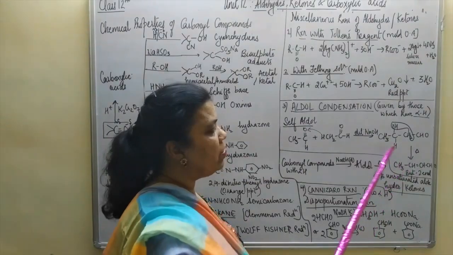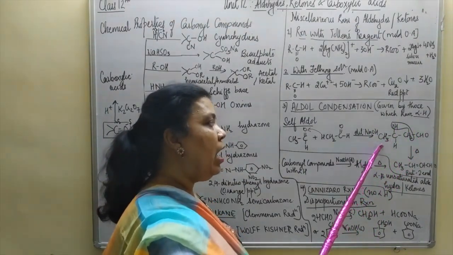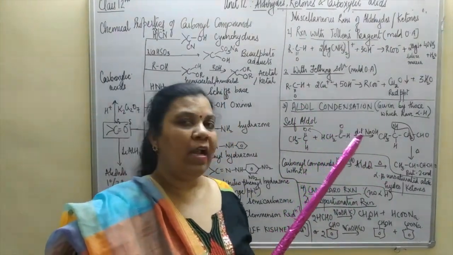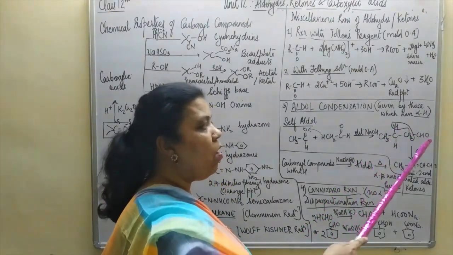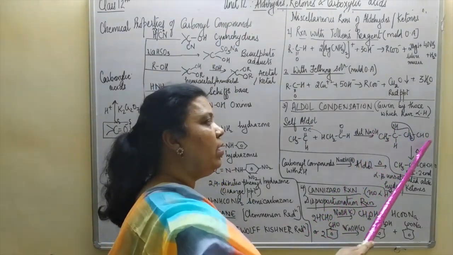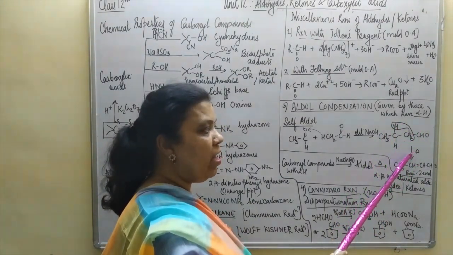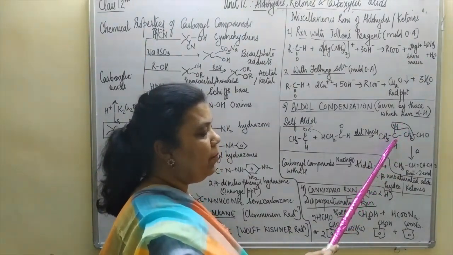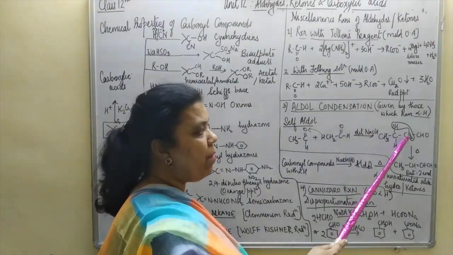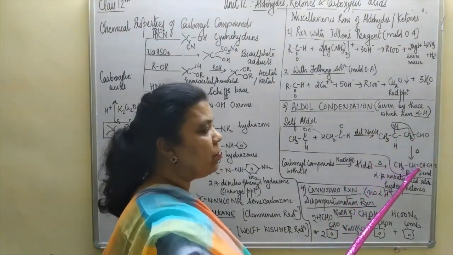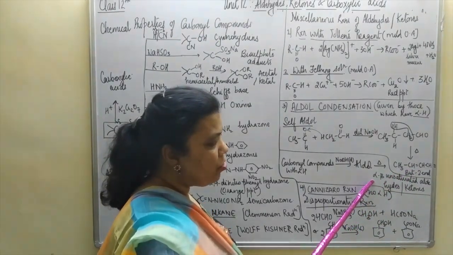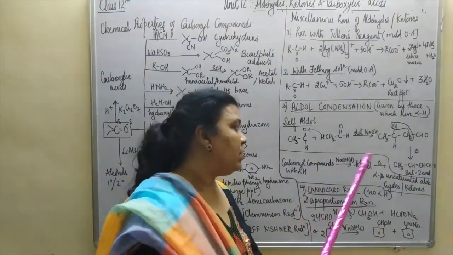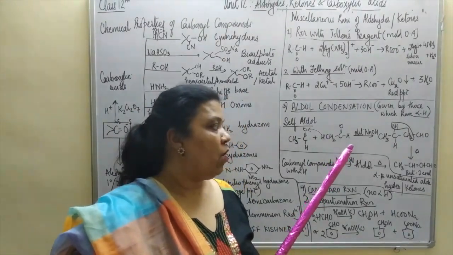The intermediate compounds which are formed are called aldols. Aldol is a combination of 2 terms, ALD for aldehyde, OL for alcohol. So you can see alcohol in addition to the aldehyde. The intermediate compounds are called aldols, which when heated will remove a molecule of water from the alpha and beta carbons. From beta, OH is lost, from alpha, H is lost, and water is removed so that a double bond is introduced, resulting in the formation of alpha beta unsaturated aldehydes or ketones. So this is a very important reaction called aldol condensation.